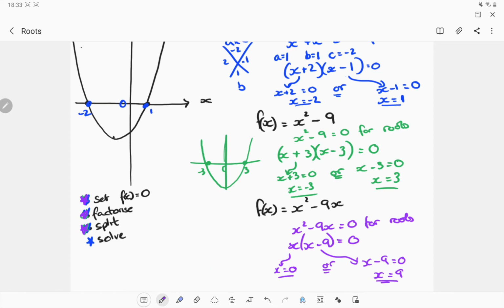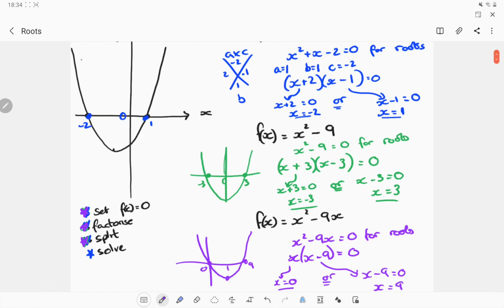What would this look like? Well, if we sketch it quickly, we'd be crossing at 0, we'd be crossing at 9, and in the middle, your parabola would have its turning point somewhere down there. Set f of x equals to 0 for roots, factorize, split them up, and solve the mini equations.